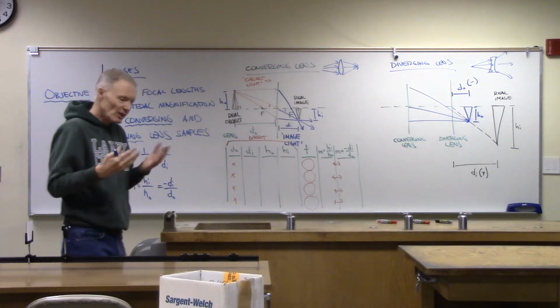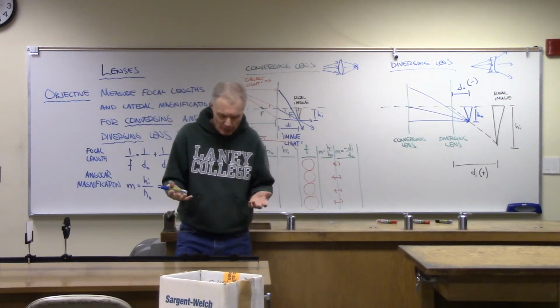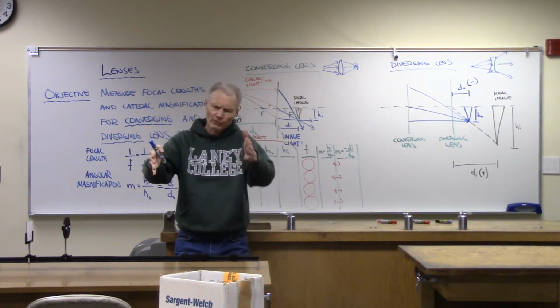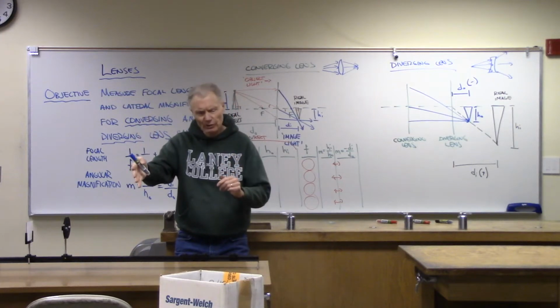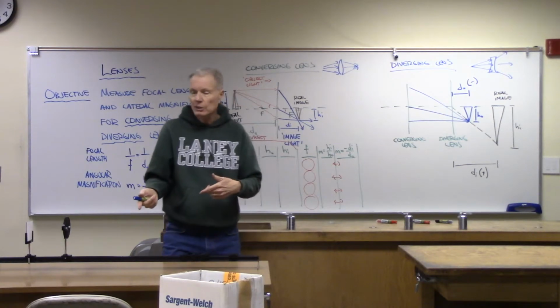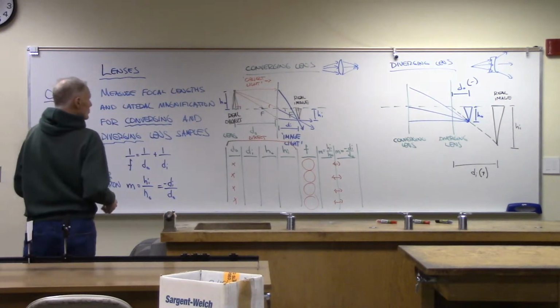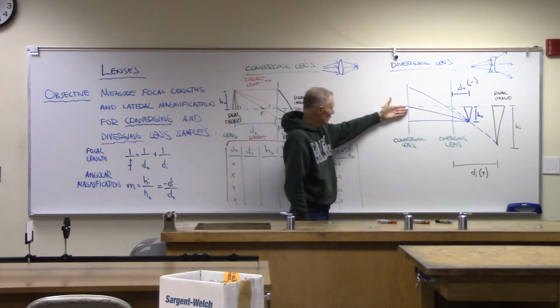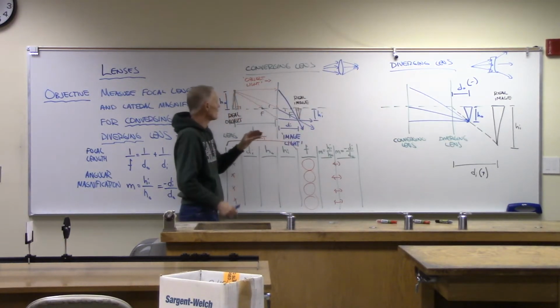Now, it turns out we can put these in either order. We can either have a converging lens first, followed by a diverging, or we can have a diverging lens followed by a converging. The setup I'm going to use today is I'm going to start with having an object out here, passing it through a converging lens. So it's kind of what we've already done.